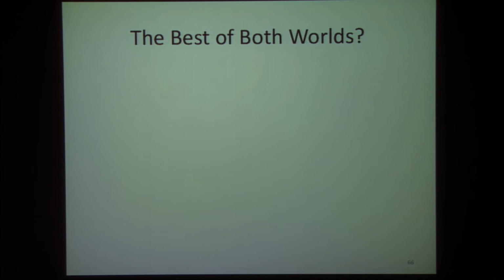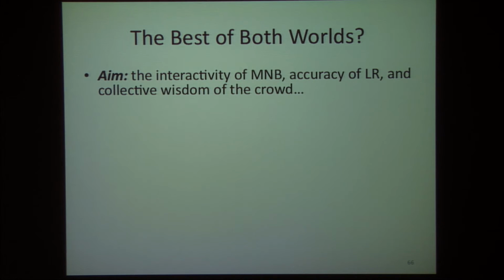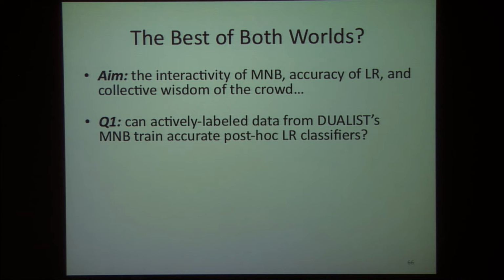So the hope is to combine the best of both worlds. We want the speed and interactivity of naive Bayes, at the end of the day the accuracy of a logistic regression classifier, and the collective wisdom of the crowd in case we get a few duds that don't annotate things in the most optimal way. So the first question here is, can we effectively take these interactively attained labels through DUALIST, the queries that are generated by the naive Bayes approach, and then reuse those to train a logistic regression classifier post hoc?